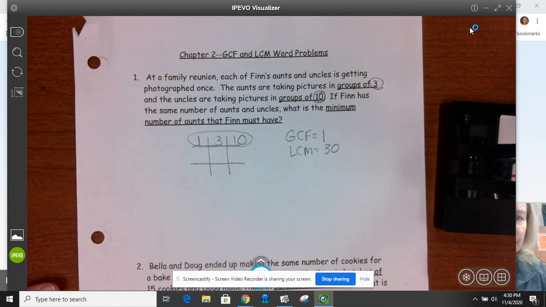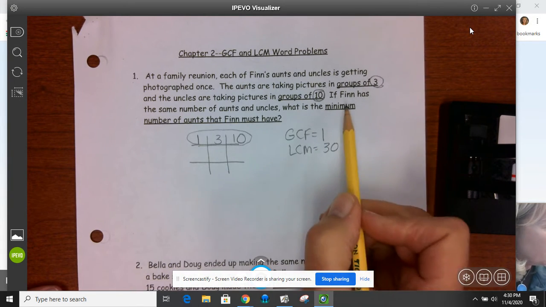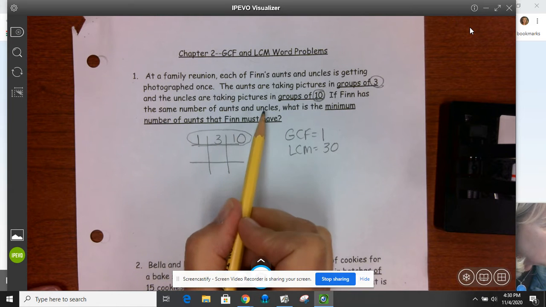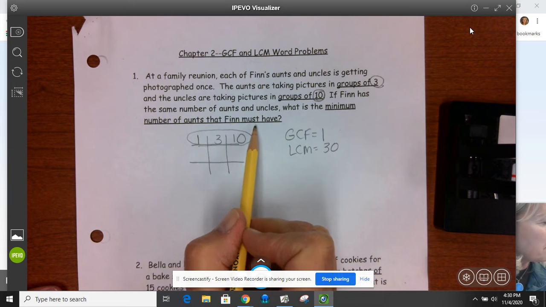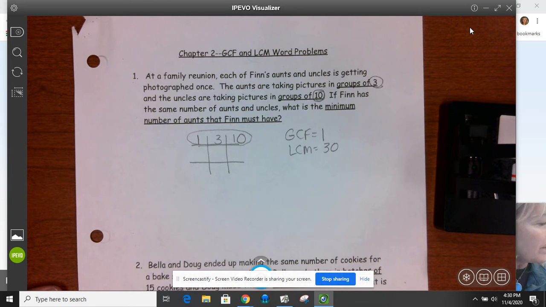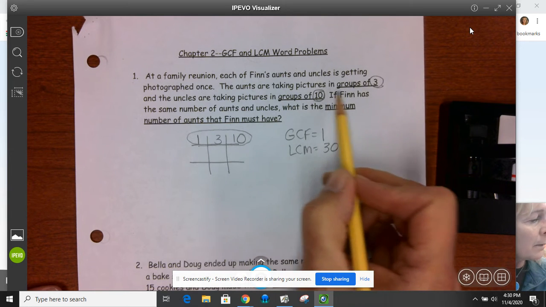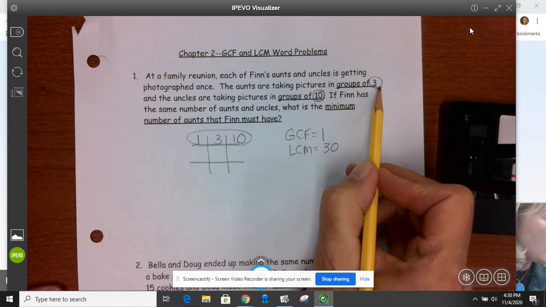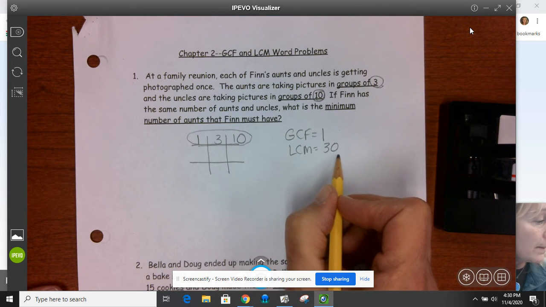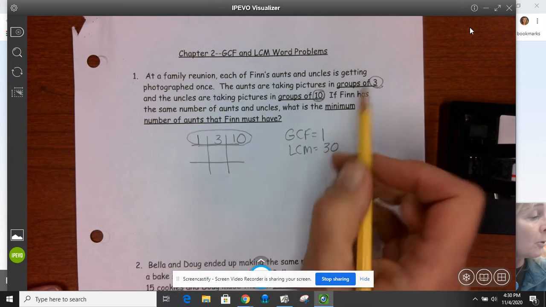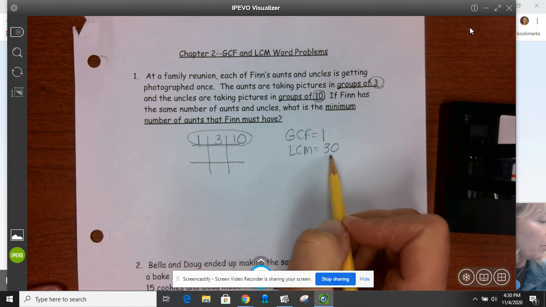Now look at your answer. You have a 1 and you have a 3. Let's relook at the question. If Finn has the same number of aunts and uncles, what is the minimum number of aunts that Finn must have? Would the answer be 1? Well, that doesn't make sense because the aunts are taking pictures in groups of 3. So there's no way it could be 1. They already have groups of 3. The least common multiple has to be the answer, 30. Does that make sense? Groups of 3, yes, you could have 30. That would be 10. And then groups of 10, that would work for 30.